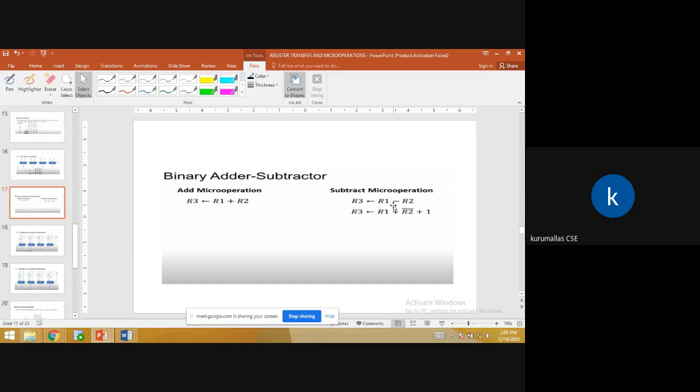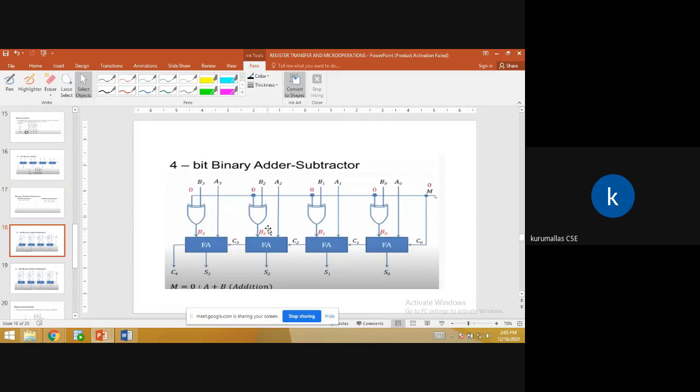Here, this is the 4-bit binary adder and subtractor. We have A and B inputs, and one more input, the carry input. We know that the full adder takes three inputs and gives one sum and one carry. In the 4-bit binary subtractor, we use one input from A0 and another input from B0, but for B0 we take an XOR gate. Here M is called the mode bit.